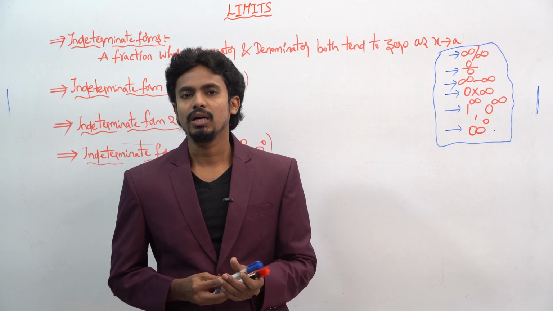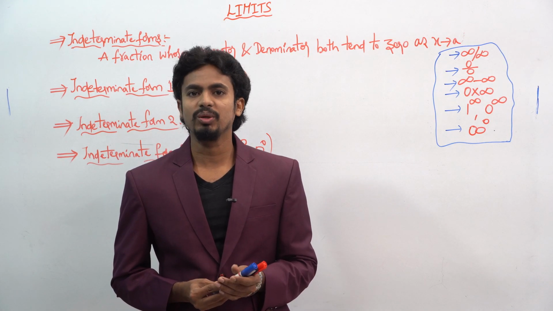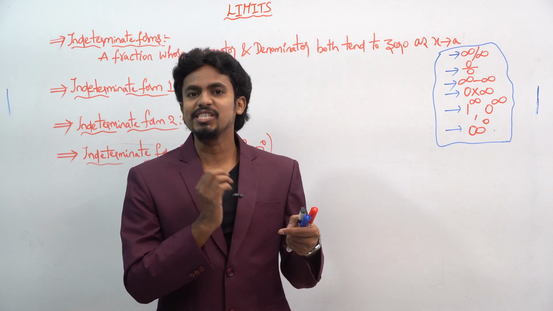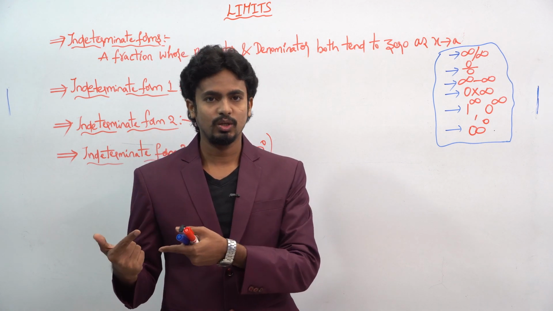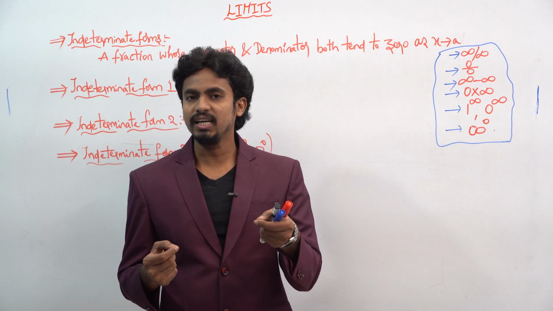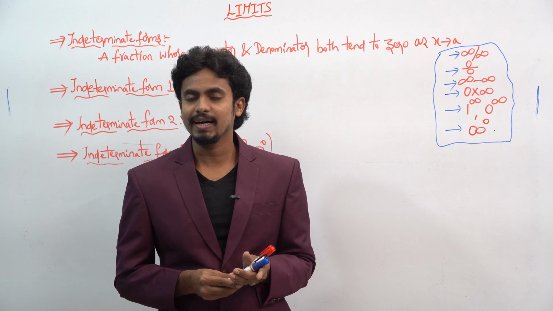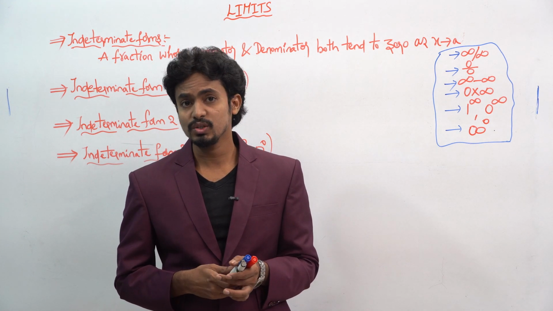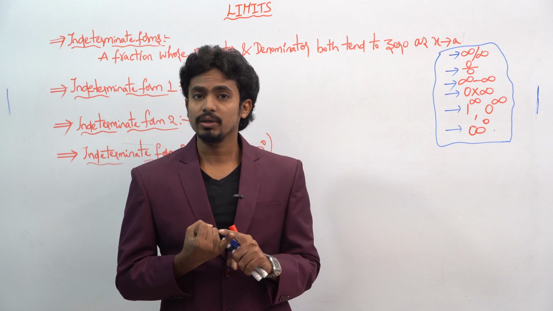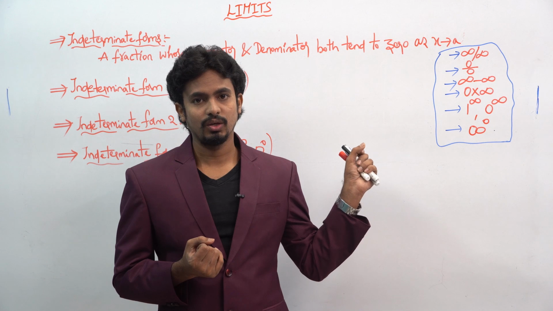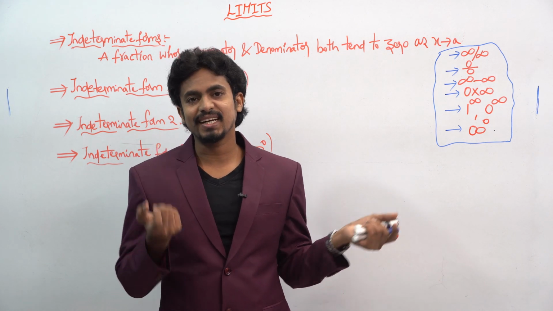Before we see the limits, let's see what the existence of the limit means. If the left hand limit is equal to the right hand limit, then the limit exists. If the left hand limit is not equal to the right hand limit, then the limit cannot exist. So before applying limits, you must have the left hand limit as well as the right hand limit.